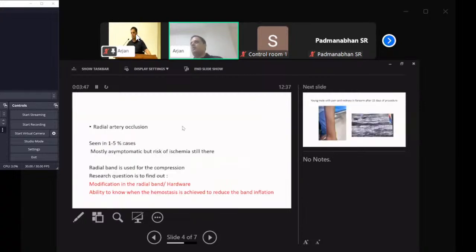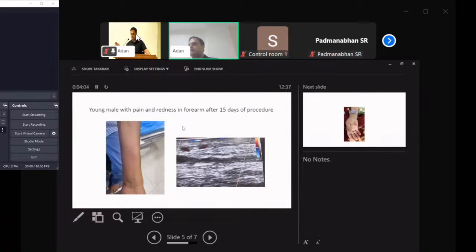Second is the radial artery occlusion. Now again, it is hardware related only, seen in around 1 to 5% of cases. Mostly it is asymptomatic, but the artery goes. So sometimes there is ischemia, and to perform a repeat angiography from here can be bothersome. So again, to do a closure in these types of arteries, this is just a case which I did.